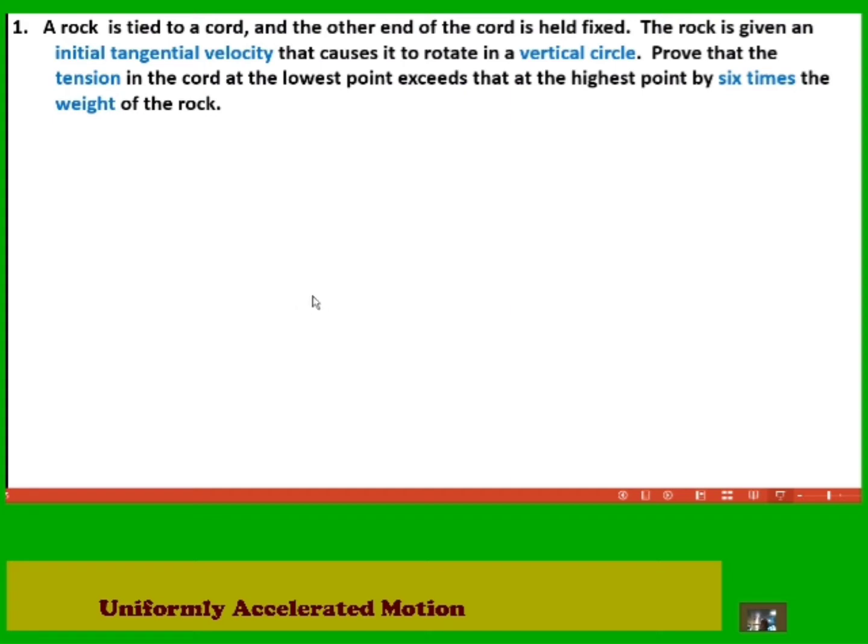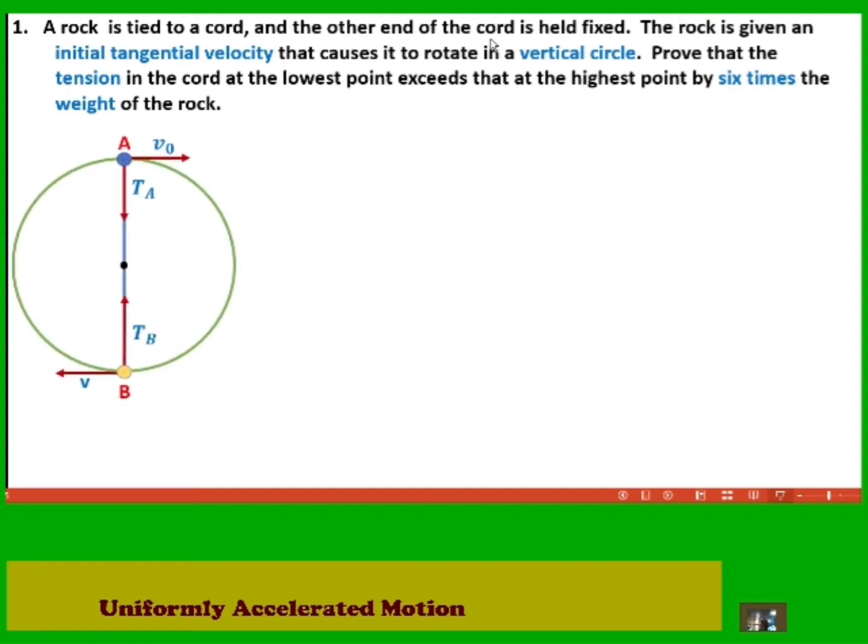A rock is tied to a cord and the other end of the cord is held fixed. The rock is given an initial tangential velocity that causes it to rotate in a vertical circle. Prove that the tension in the cord at the lowest point exceeds that at the highest point by 6 times the weight of the rock. So this is the problem.